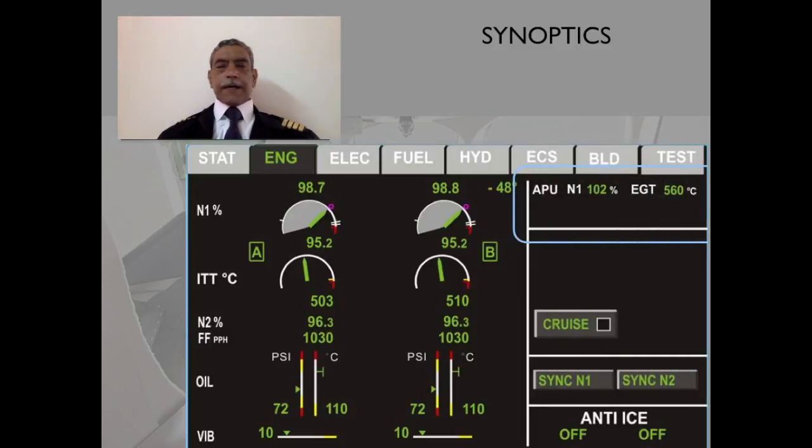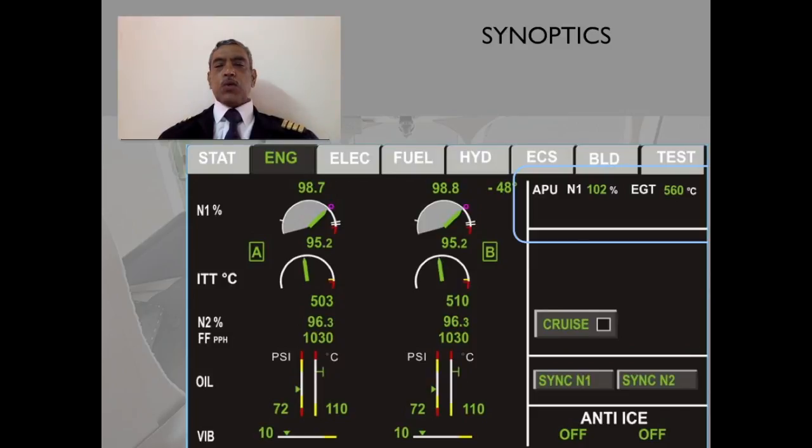Okay, next is the engine page. This selection, I'm not going to go into great detail. As you can see, it gives the N1, ITT, N2, fuel flow, oil status, oil pressure, oil temperature, and engine vibration. And of course, the APU status and parameters are also shown.